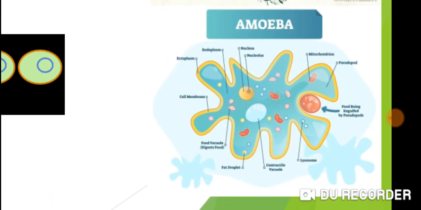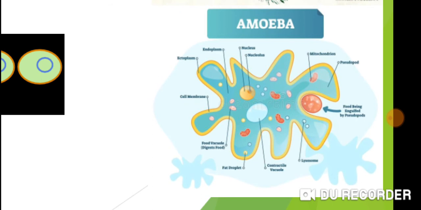This is a diagram of an amoeba. This is another example of an organism that reproduces through binary fission. It is a jelly-like substance having a food vacuole, cell membrane, ectoplasm, endoplasm, mitochondria, nucleus, micronucleus, and macronucleus, etc.